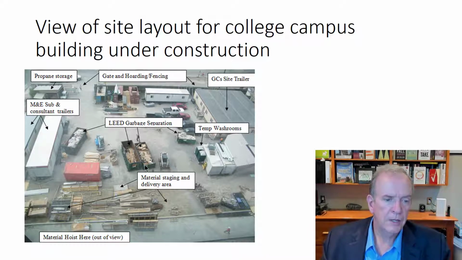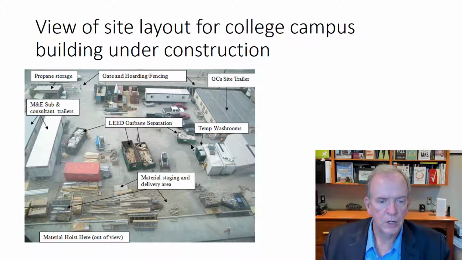Garbage is being separated into different boxes. The material hoist is pretty much right here at the edge of the building. So you've got your laydown area over here and staging area over here. One gate over here. There was another side gate, I believe, on this particular project, but it's out of view. So it's a well-coordinated site, sort of orchestrated.